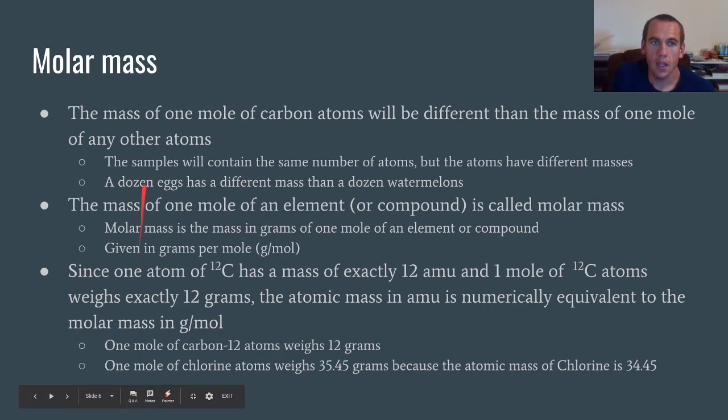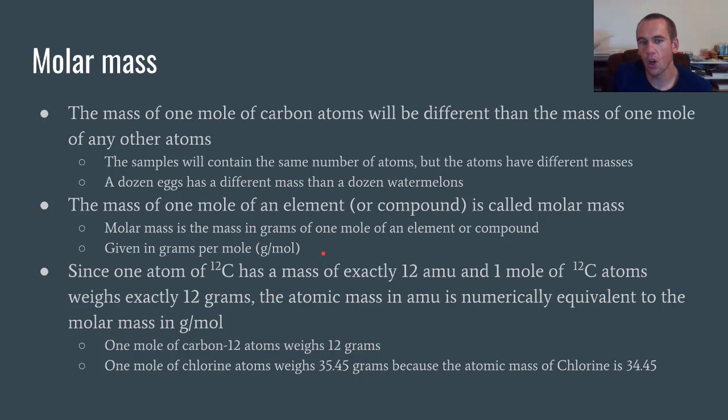Now, this leads to the idea of molar mass. Molar mass is the mass of 1 mole of a substance. And the reason 6.022 times 10 to the 23rd was picked is because if I have that many atoms of any element, then I have a mass equal to its atomic mass. So right here, the atomic mass in AMU, atomic mass units, is numerically equivalent to the molar mass in grams per mole.